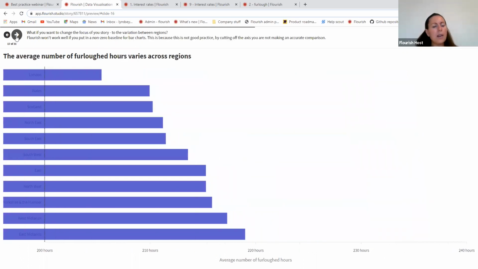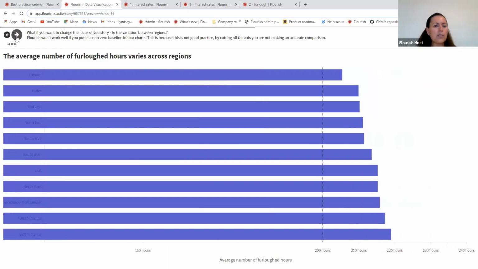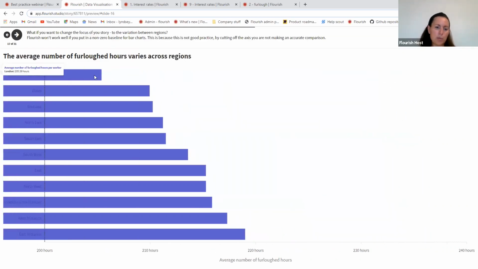And then just to think about, well, what if we change the focus of our story? So before, in the chart before, it was about hours being similar across regions. They're all over 200 hours and they don't vary that much. But maybe we want to focus on the variation between regions. So we want to see that London has less furloughed hours per worker than the Midlands.